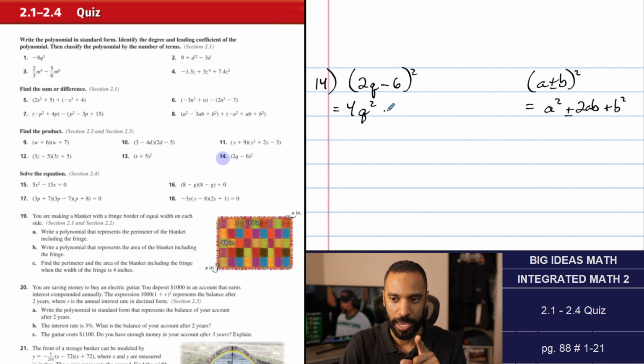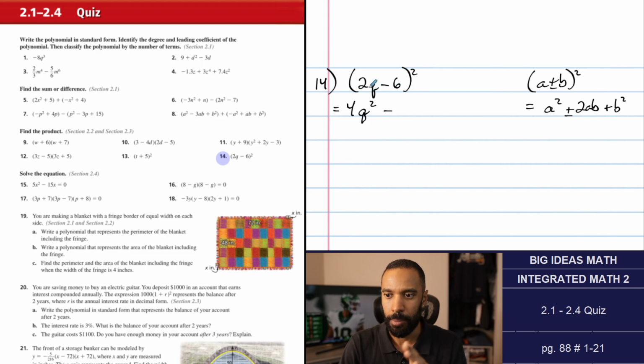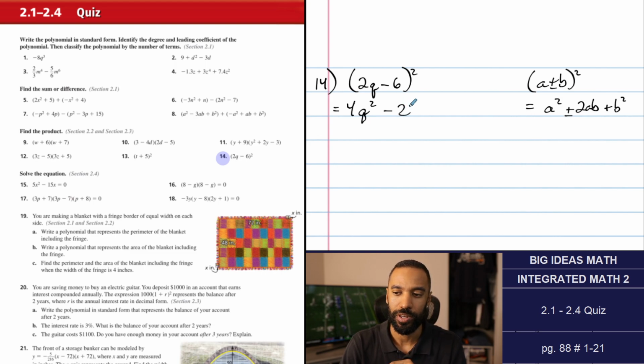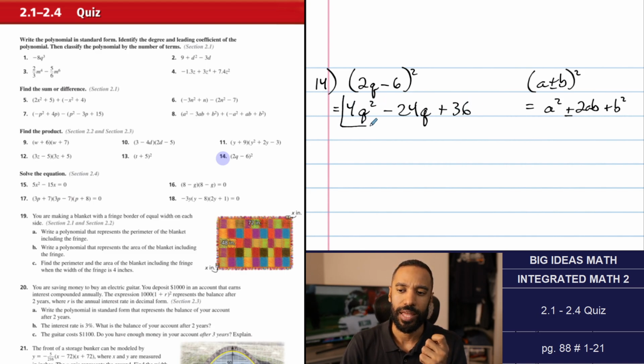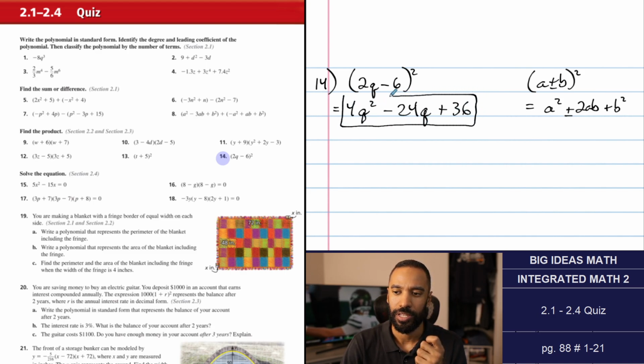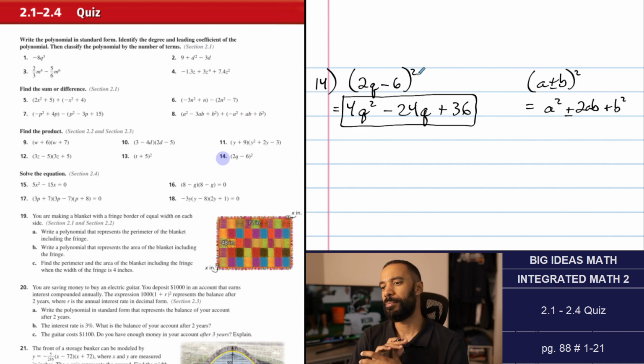Now we are going to subtract this time. Minus, we are going to double 2q times 6. 2q times 6 is 12q, and we double that, and we get 24q. This is a lot of stuff that you can end up doing in your head. I do it in my head when I'm able to. Negative 6 quantity squared is positive 36. So that ends up being the perfect square trinomial expanded out from that.